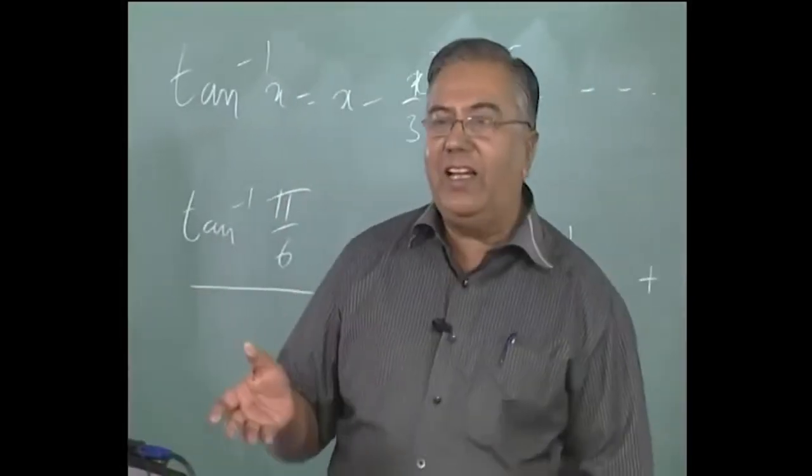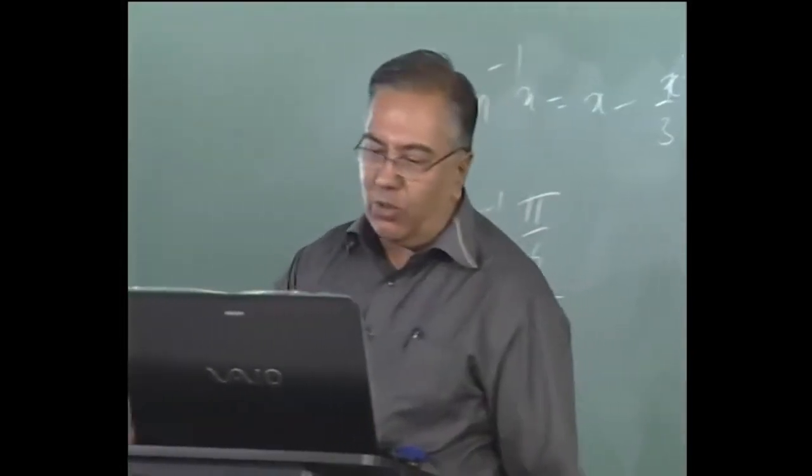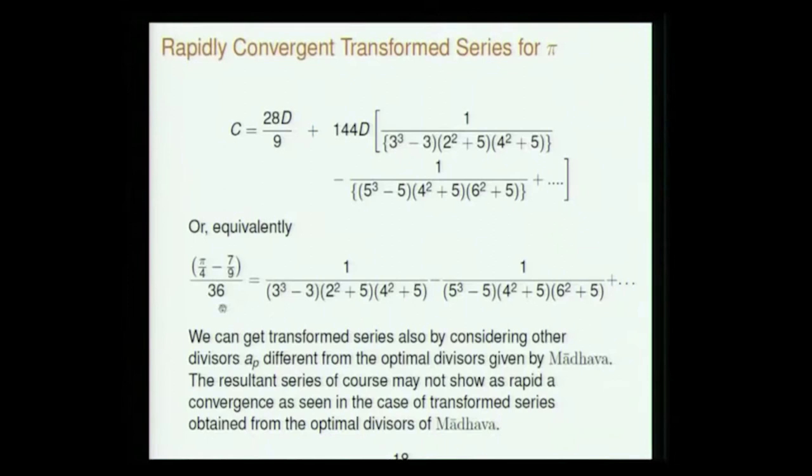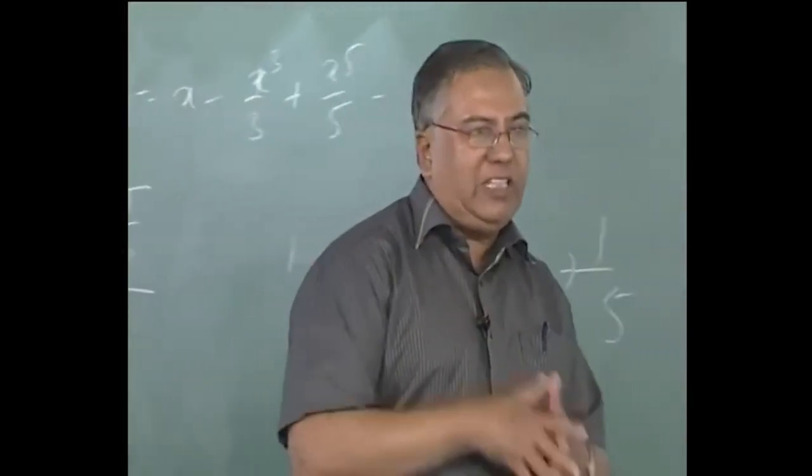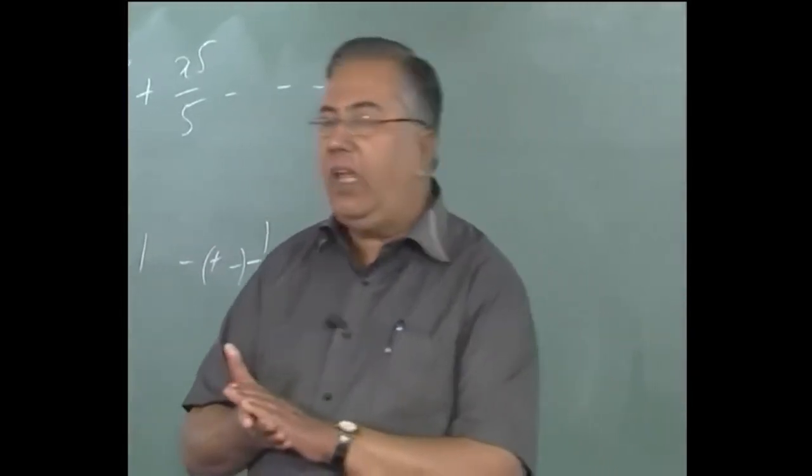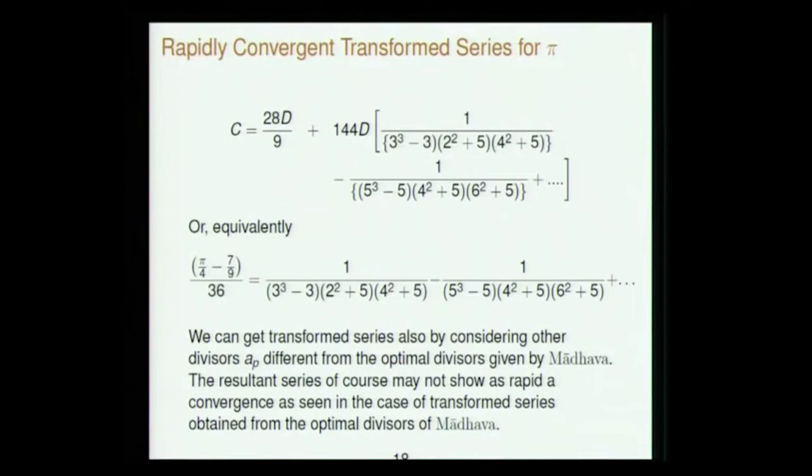So, but now we can write down what it is. We just put that 1 by AP, then we see we get a series which essentially goes like the 7th power of the odd numbers. If you put them, each term will go like this: 3 cube minus 3, 2 squared plus 5, 4 squared plus 5, 5 cube minus 5, 4 squared plus 5, 6 squared plus 5, etc. So this is how the series goes.